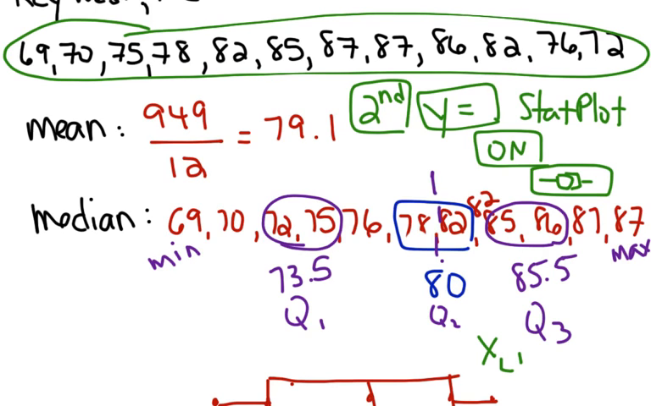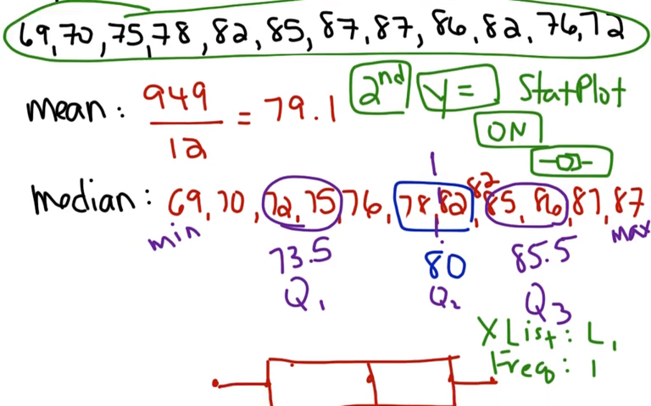XList should say L1. If it doesn't say L1, all you have to do is press the second button and number 1. That's where L1 is. So if XList doesn't say L1, hit second 1 and it'll change it to list 1. And then frequency should just say 1.